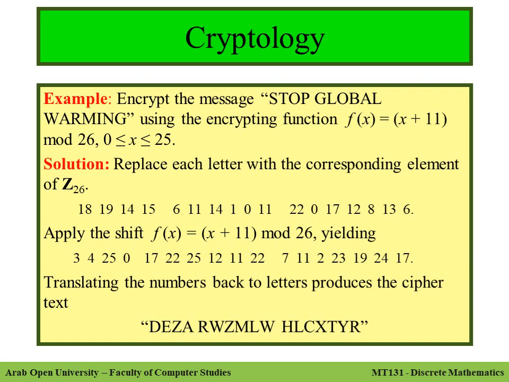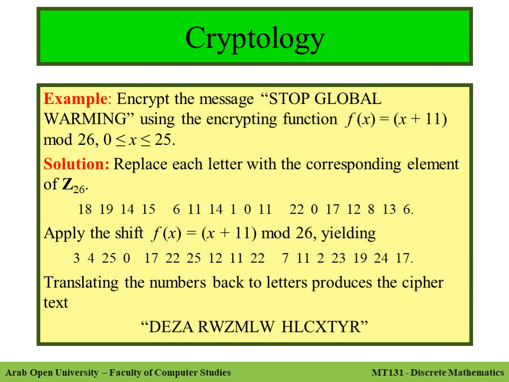Add 11. If you get 26 or larger, you should apply the modulo relation. Now, like for 18, if you add 11, you get 29. 29 mod 26 is equal to 3. 19 plus 11 is 30. 30 mod 26 is equal to 4. 14 plus 11 is just 25. 25 plus 11 is 36, and 36 mod 26 is 10.